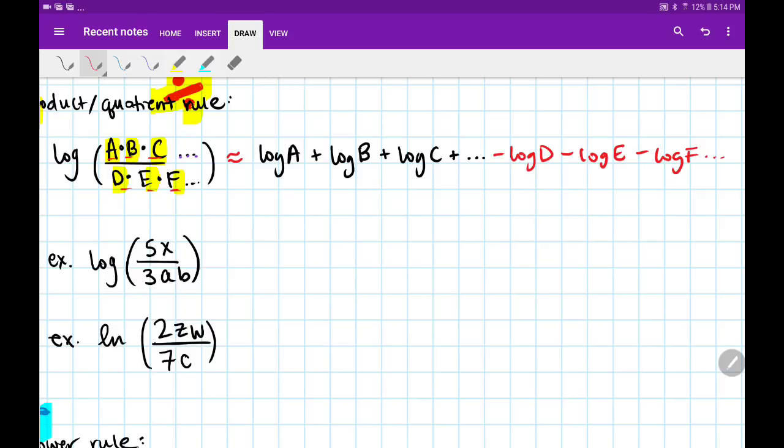So here's the big thing to take away from this rule. All the logs that are in the numerator, A, B, C, have a positive in front of them. If it's a positive log, it's going to be in the numerator. However, all the logs that have a minus sign in front, so log of D and E and F, are all going to go into the denominator. If it's a negative log, it's going to go into the denominator.